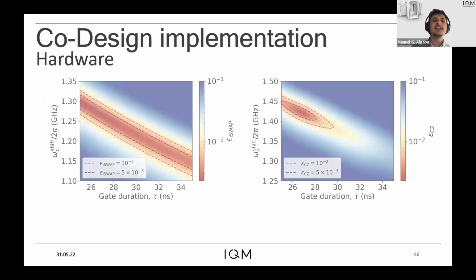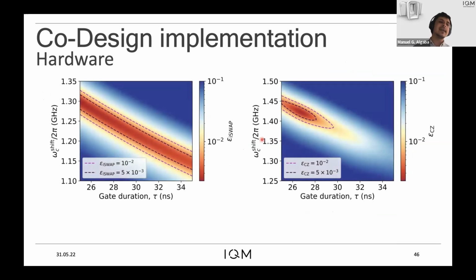Indeed, we simulated the fidelities of these gates, and we found that you can do iSWAPs and control-Zs in this resonator-qubit structure with 0.99 fidelities. So it's kind of state-of-the-art fidelities. It's not something great, but it's something okay.